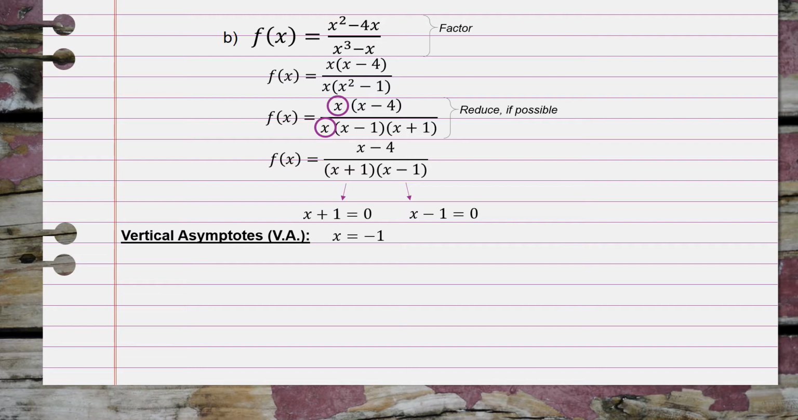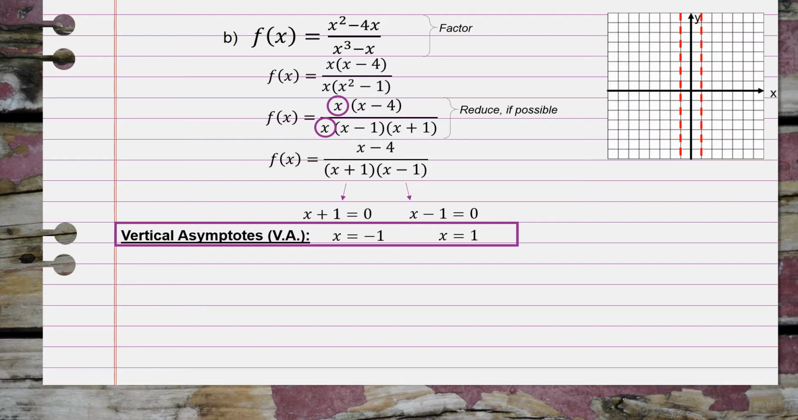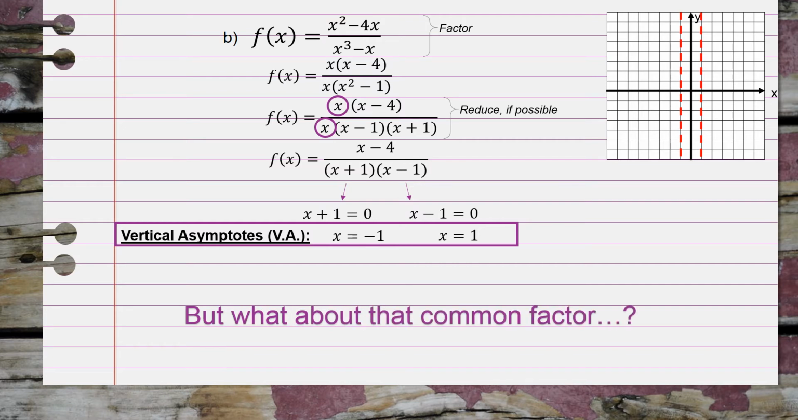The other factor, x minus 1 equals 0. When you solve for x, we'll find x equals 1. So your vertical asymptotes are x equals negative 1 and x equals positive 1. Again, visually, this means we have two vertical force fields that are changing the shape of the graph. Now, in this case, we had a common factor. What about that?